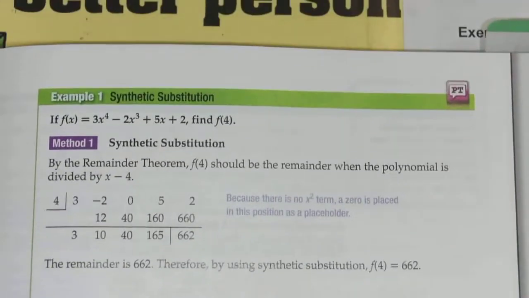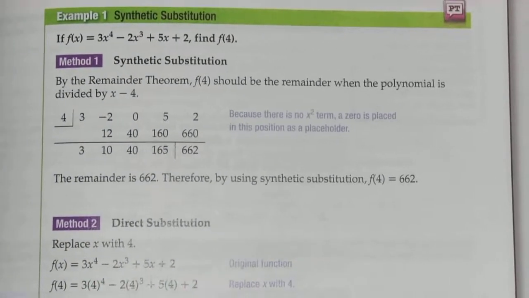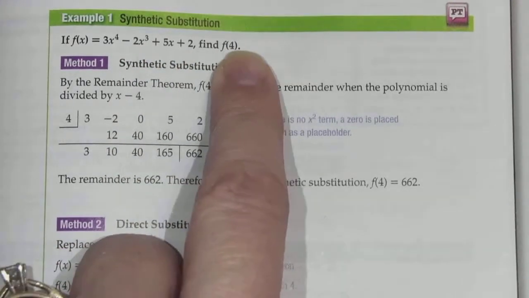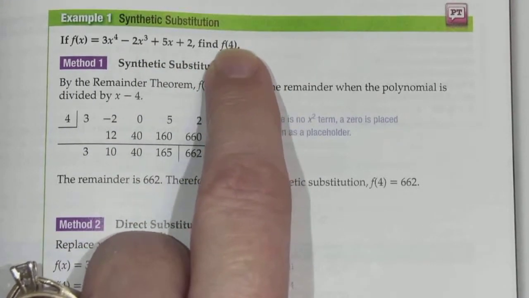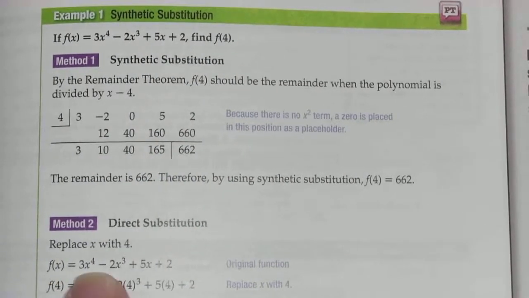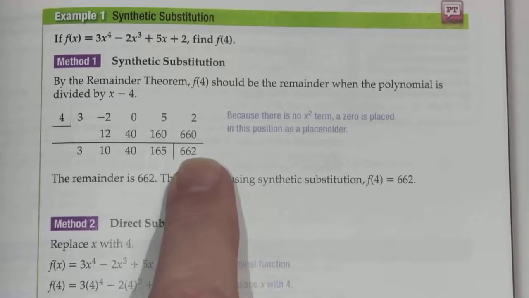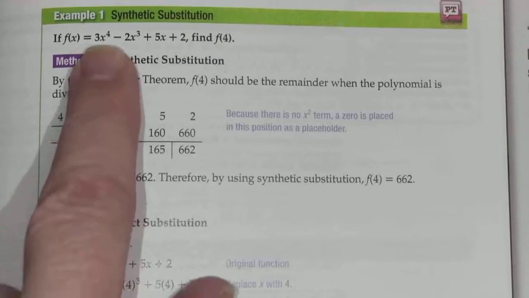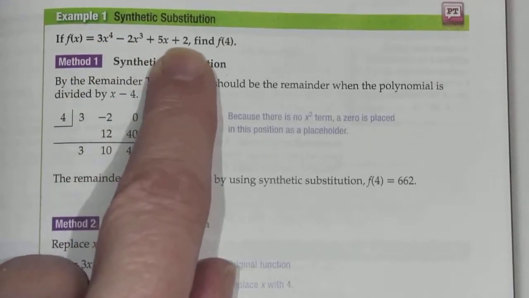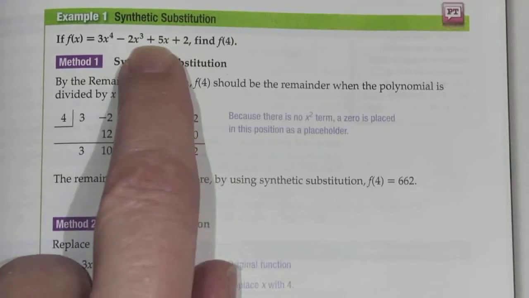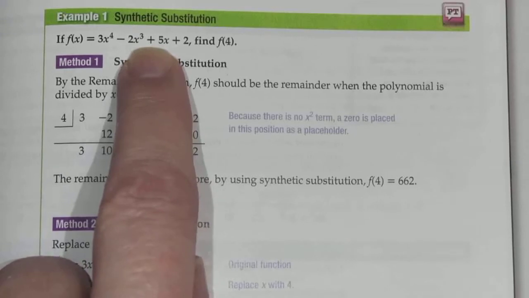All right, let's go up here to the top of this page. And we have f of x equals 3x to the fourth minus 2x cubed plus 5x plus 2. Find f of 4. So there are two ways to do it. Method 1, method 2. Method 2 down here, they replace the x with the 4. Or you can synthetically substitute, or synthetically divide. So we're going to take our 3, negative 2, 5, 2, 4. Uh-oh. What happened in between the negative 2 and the 5? There is no x squared term, right?